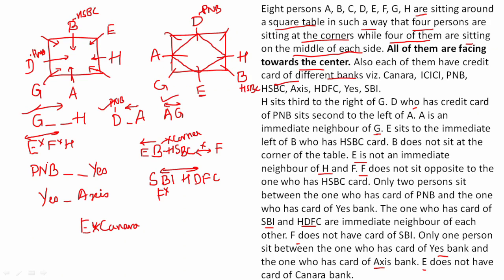E is not an immediate neighbor, so F will not come here. F or H has not come here. E, H has come here. Now this will not work. Can you see here? This will not work, even though it is not in the corner. Now if I flip this one, what will happen? This one will also flip, and then we will put B on this side and try to solve.